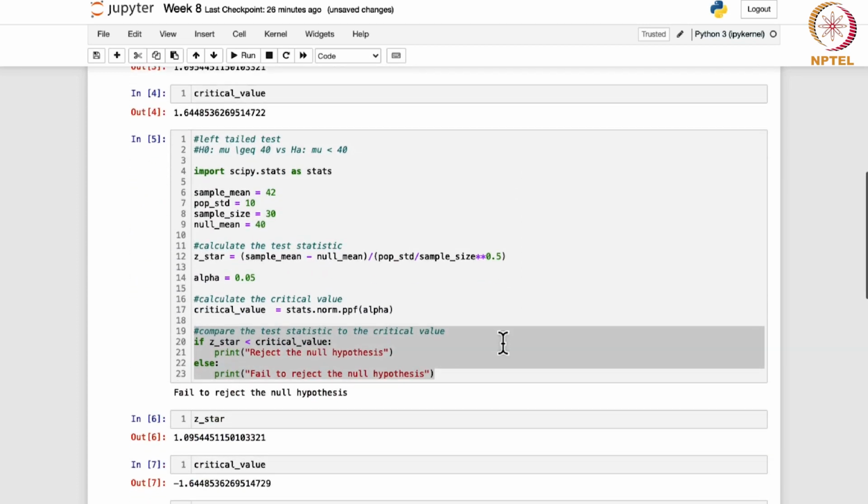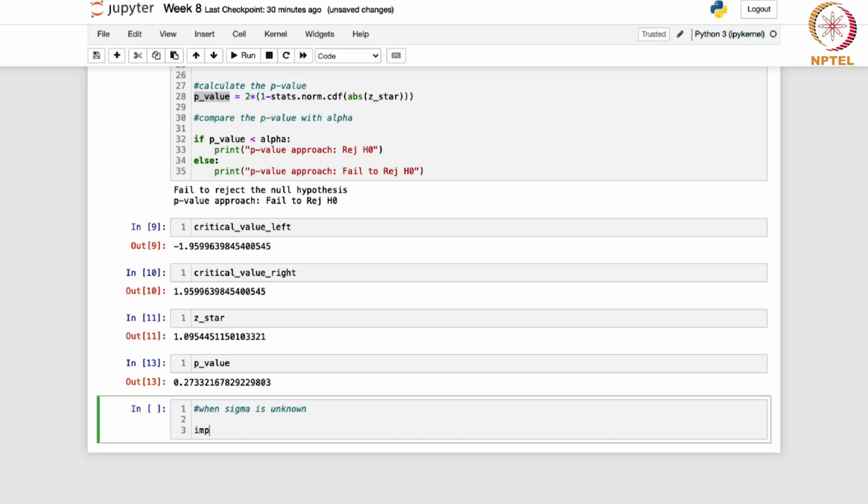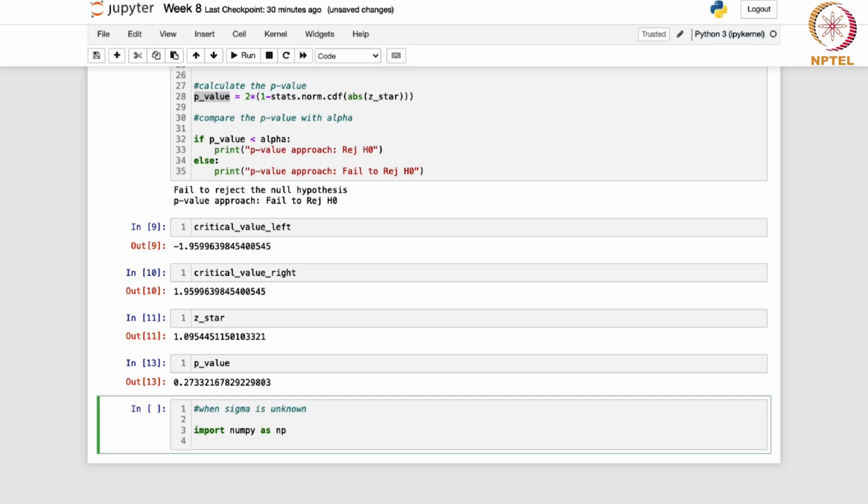And finally do the hypothesis testing. So now let us consider the case when sigma is unknown. So first of all we will import numpy as np, because it is used for your numerical operations, and then we will also import scipy.stats as stats over here.